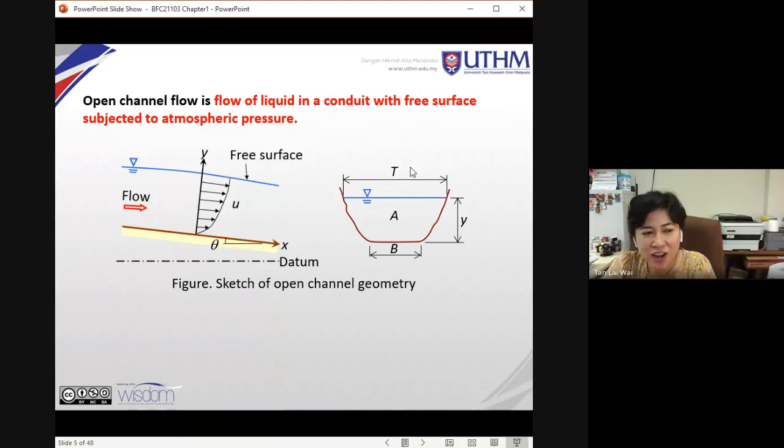Oh, by the way, do you see my cursor and not my arrow? Yes, we see. Okay, that's good. Okay.